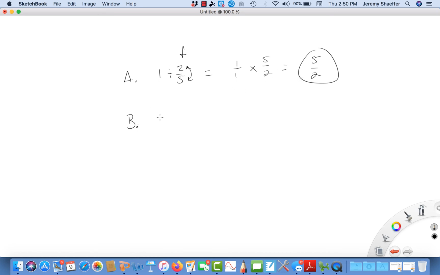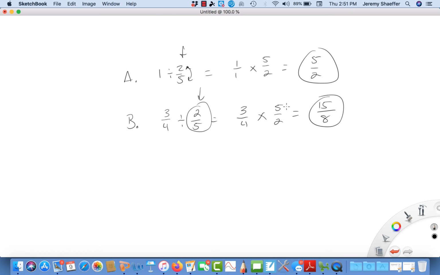Okay. B shows this problem. 3 over 4 divided by 2/5. Okay. What does that really mean? 3 over 4 times what? We do something to this fraction. We flip it, which is 5 over 2. Now, we just multiply straight across. So 3 times 5 is 15. 4 times 2 is 8. There's our answer. Okay? Not really difficult problems.